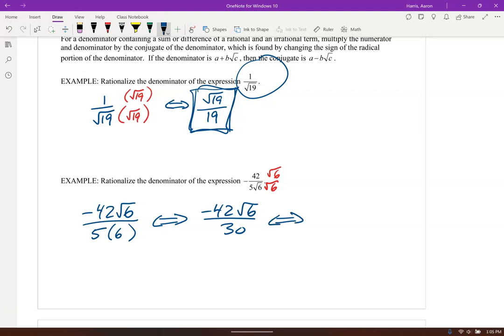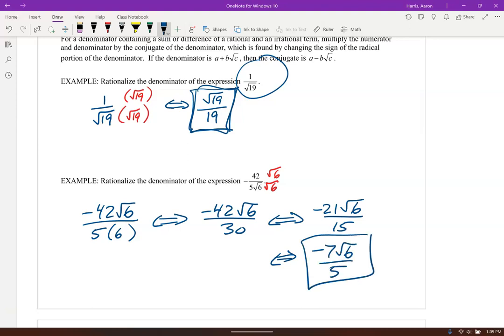Well, they both go into 2. In fact, you know what? Both of those go into 3, the 21 and the 15. So we got negative 7 root 6 all over 5 on that one.